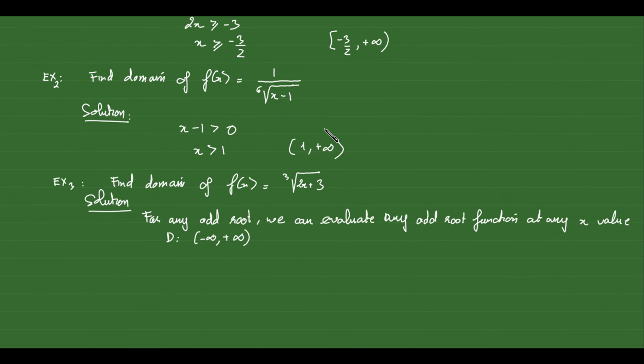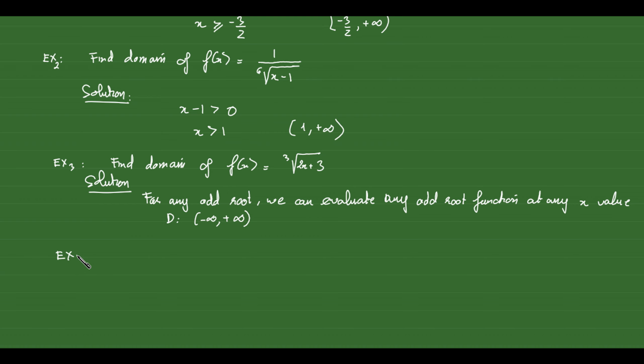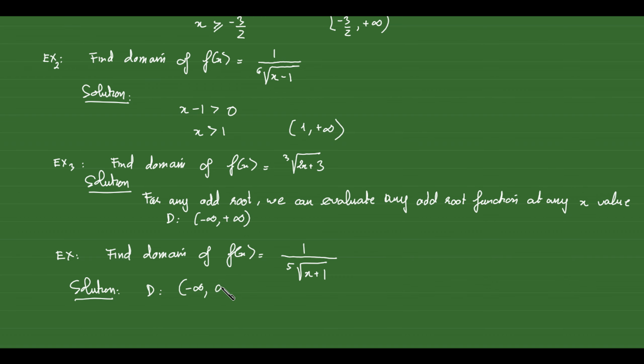However, what if I have the odd root function in the denominator? If I have something like this, the fifth root of x plus 1. Usually the domain will be negative infinity to positive infinity, right? However, because we're not allowed to have 0 in the denominator, the domain of an odd root function in the denominator will be from negative infinity to 0.